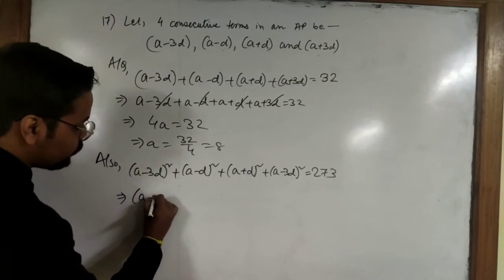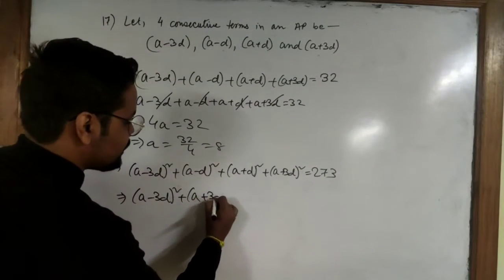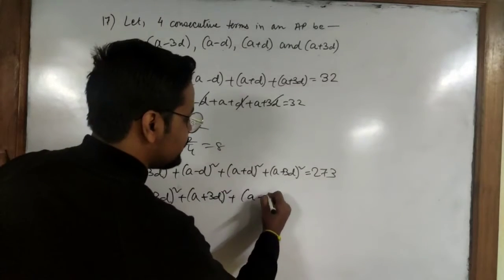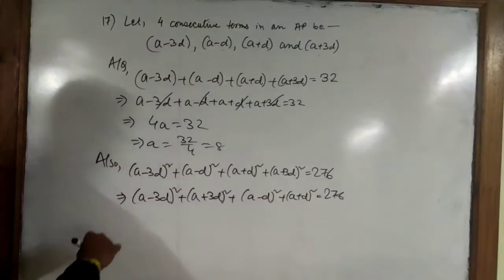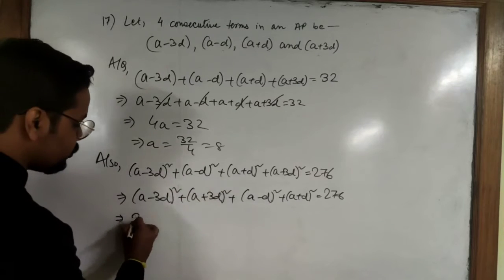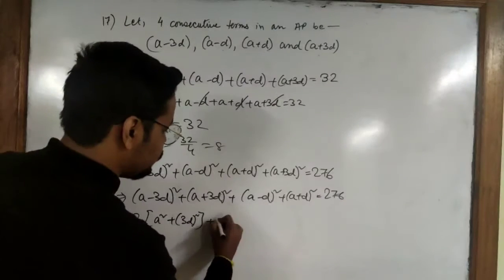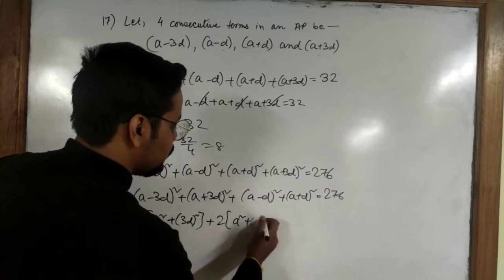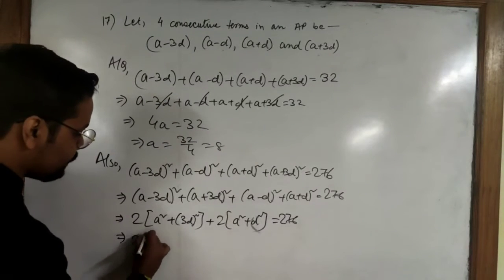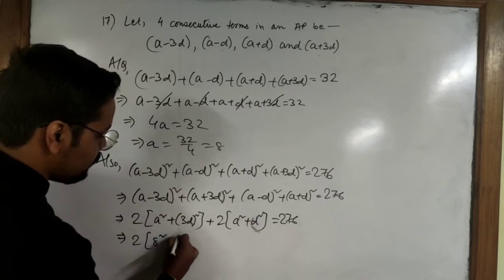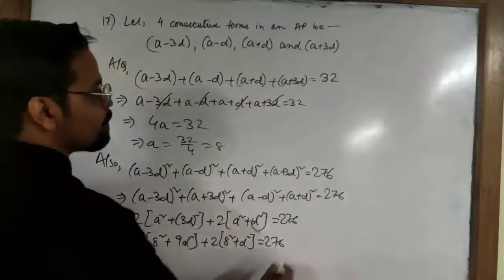So a minus thrice d whole square plus a plus thrice d whole square, if I write this together, and a minus d whole square plus a plus d whole square is equal to 276. So it is twice of a square plus 9d square. This is also twice of a square plus d square, equal to 276. What is the value of a? The value of a is 8. So twice of 8 square plus 9d square plus twice of 8 square plus d square is equal to 276.